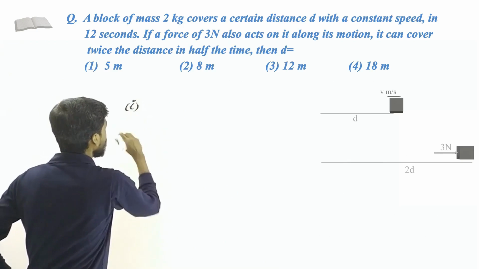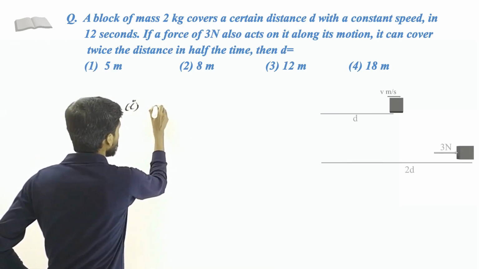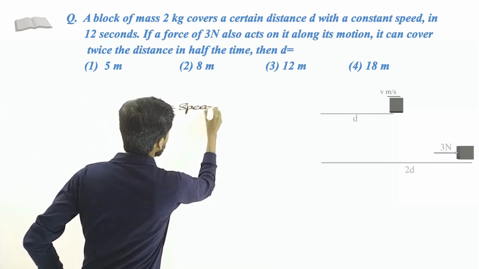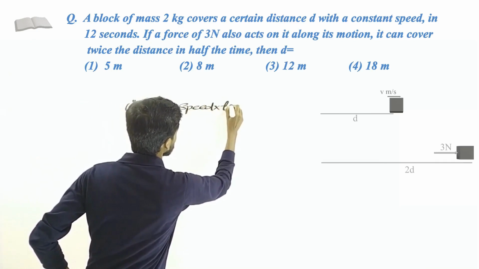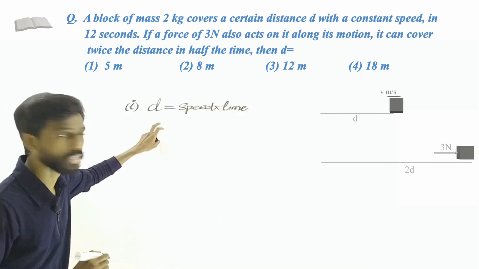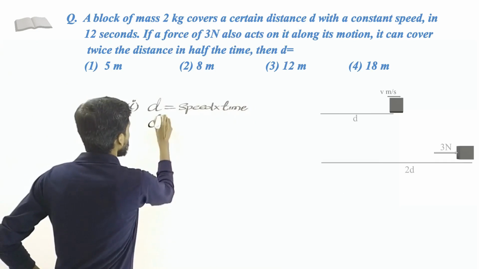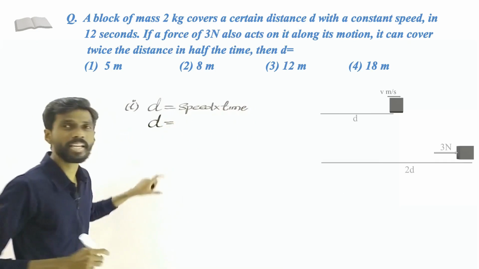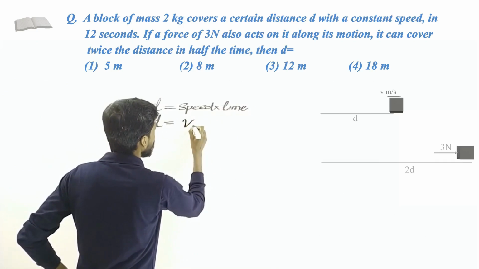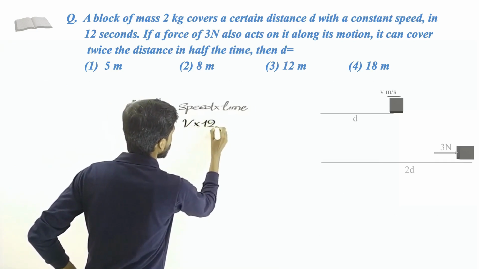In the first case, when the speed is constant, the distance d equals the speed multiplied by the time. That is the relation when the speed is constant. So the distance is d, which equals the speed. Let us take the speed to be v, which is constant. So d equals v multiplied by the time, which is given to be 12 seconds. So this is one relation.